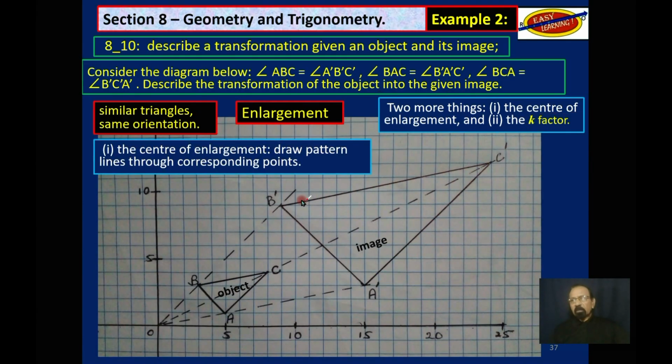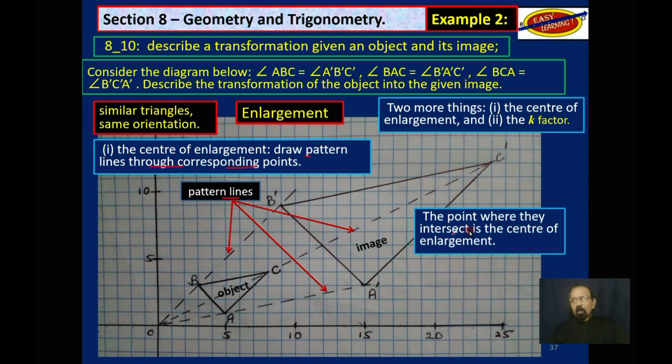To do that, it's fairly simple. Draw projection lines through corresponding points. So B prime to B and extend it. You do the same thing for C and C prime. You only need to do two of those, that would suffice, but I have done all three here. The point where they intersect is the center of enlargement, which is this point down here, 0, 0. Okay, so we got that.